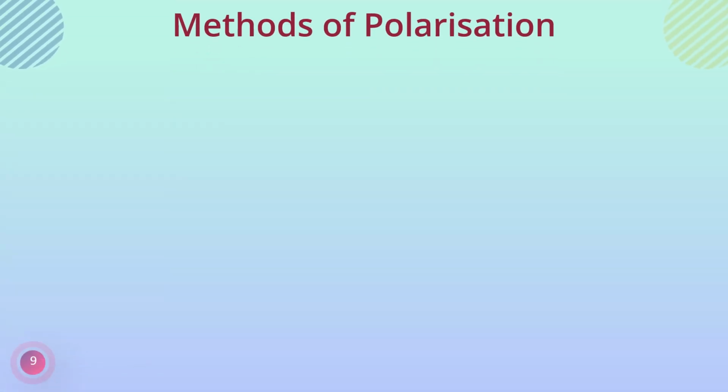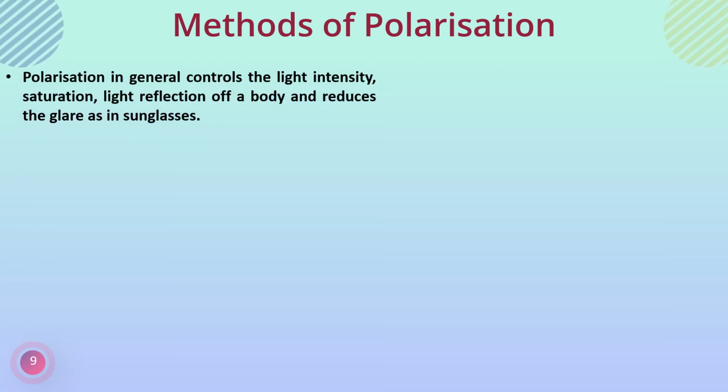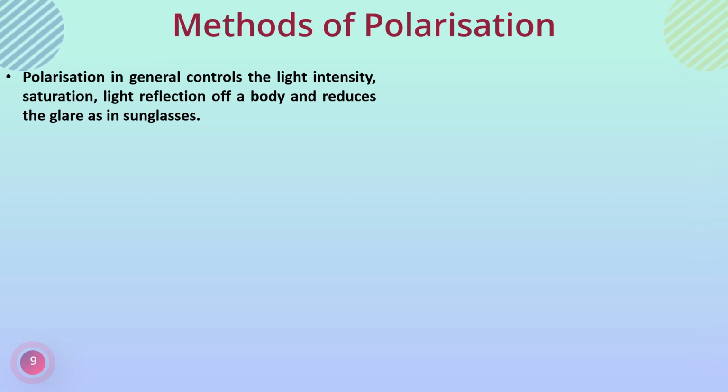Okay, let's move on and talk about the methods of polarization. From what we have seen so far, from the videos and the images, polarization basically controls the light intensity, right? We saw that the intensity was different. It also controls the saturation. It also controls the reflection coming off a surface, such as the water surface. And what it does in sunglasses is reduce the glare, and that's why we don't feel harm in our eyes when we are using sunglasses.